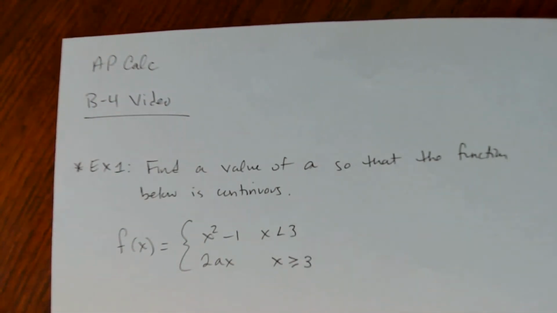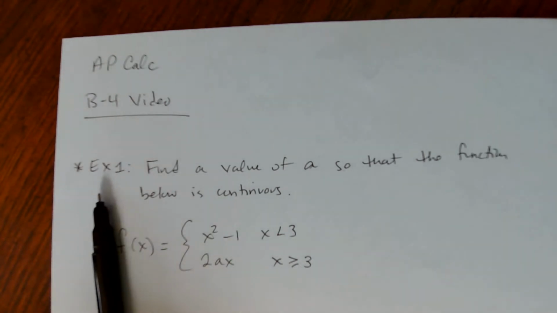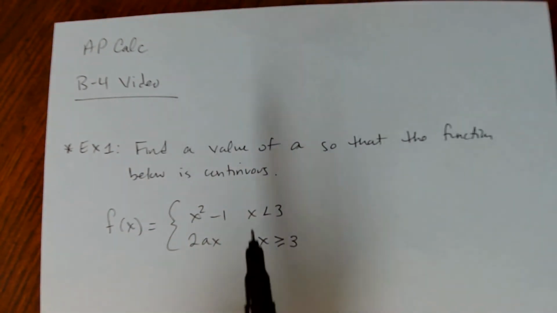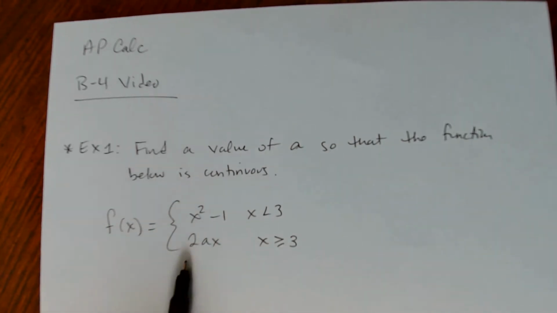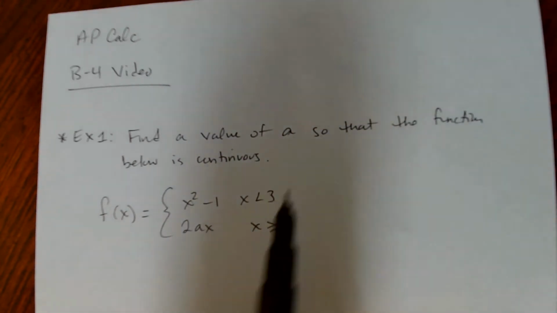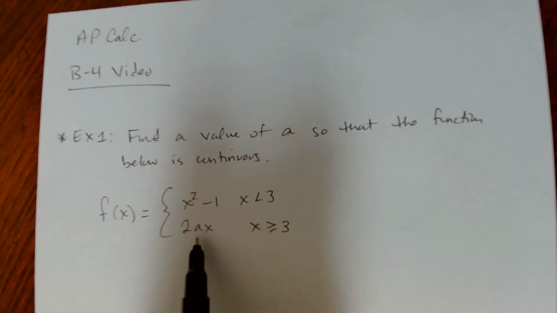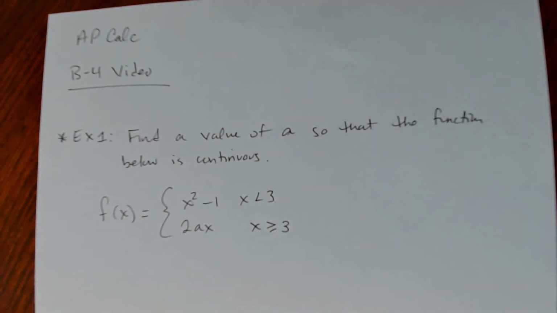But I'm going to do two examples in this video. So example one, find a value of a so that the function below is continuous. So this is a piecewise function, and this part down here involves this constant a, which we're trying to find. All right, so we want this function to be continuous.